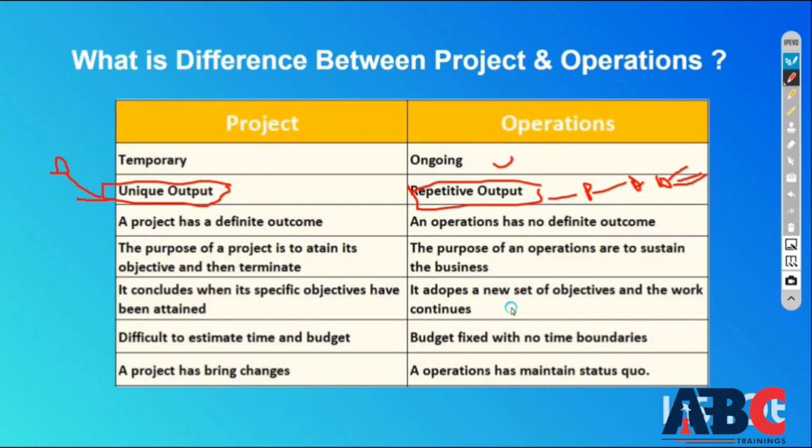So the basic difference is that a project has a goal to achieve, and once the goal is achieved, it is done. But operations are a repetitive process that you have to do repetitively. There may be differences in outcome, but whatever the process is, it is repetitive. That is what we call operations. We will see the stakeholders in the next video.